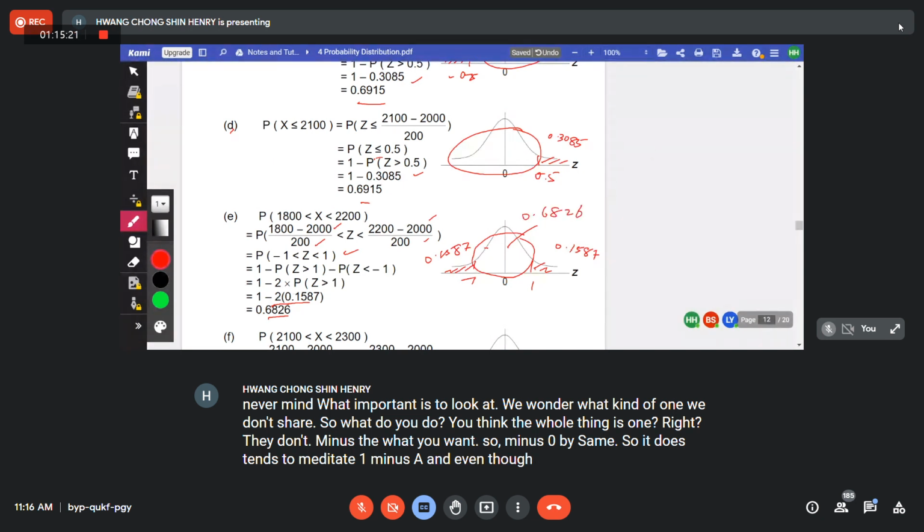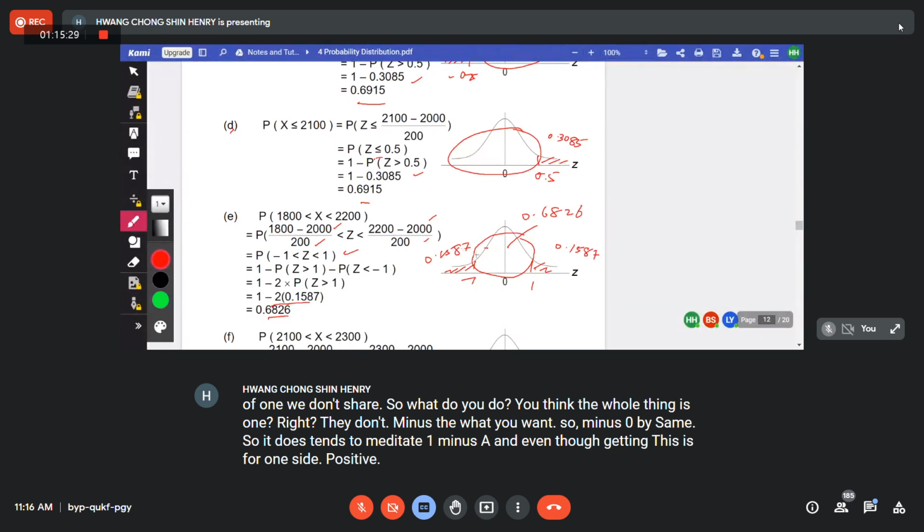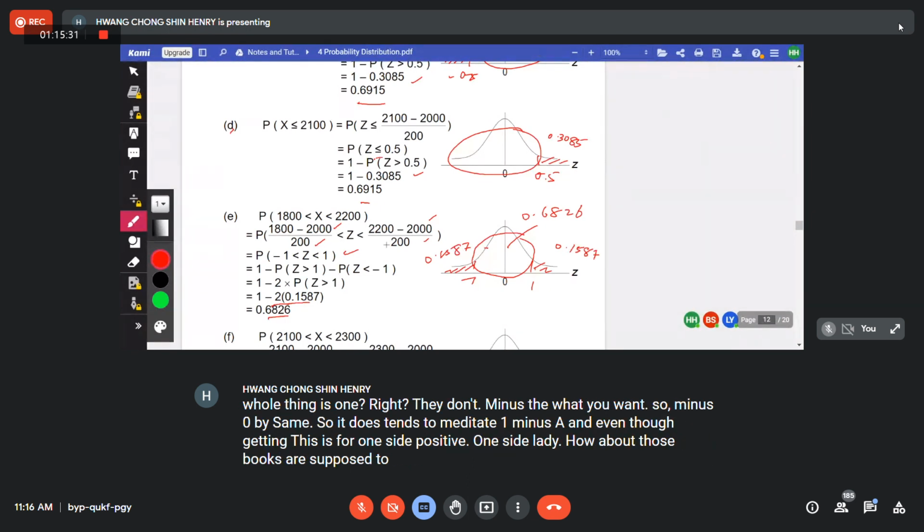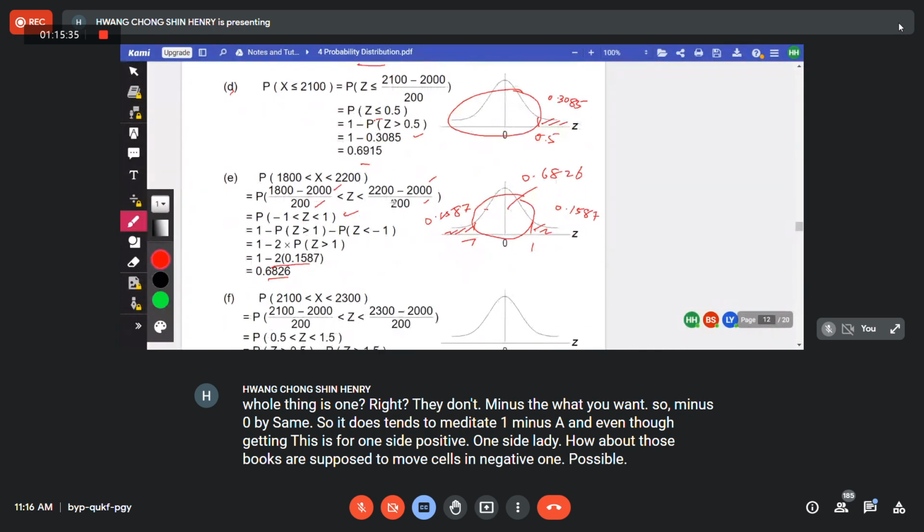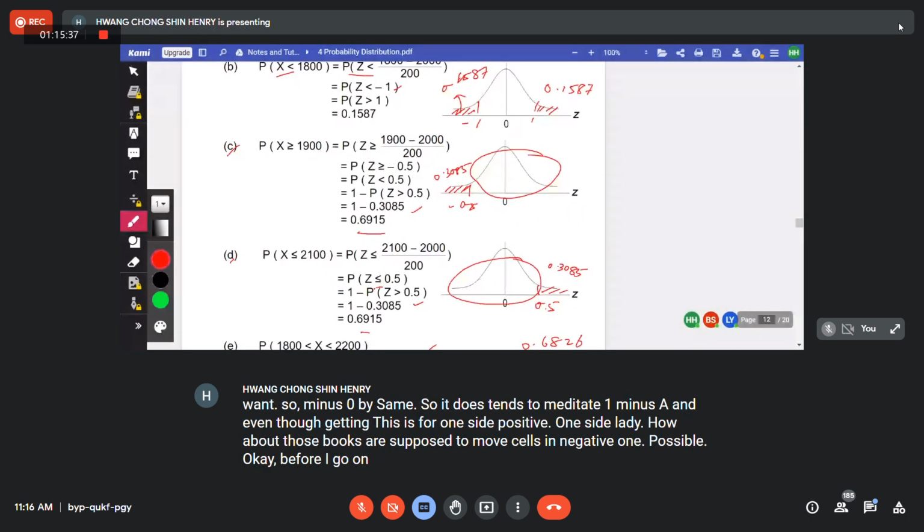Anyone don't get it? This is for one side positive, one side negative. How about both sides positive, or both sides negative? Possible? Okay, before I go on, any questions? I hope nobody is confused. After this, digest.